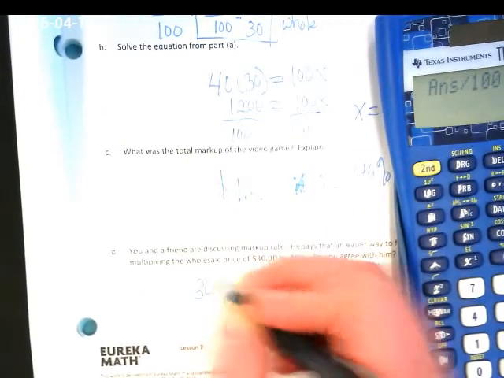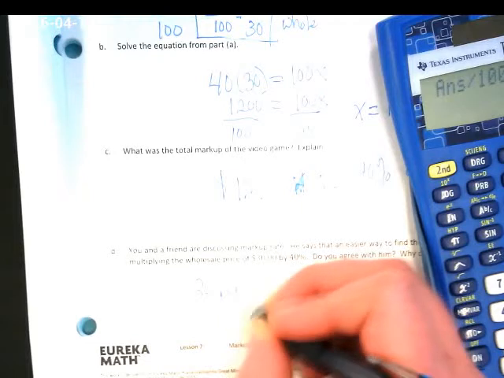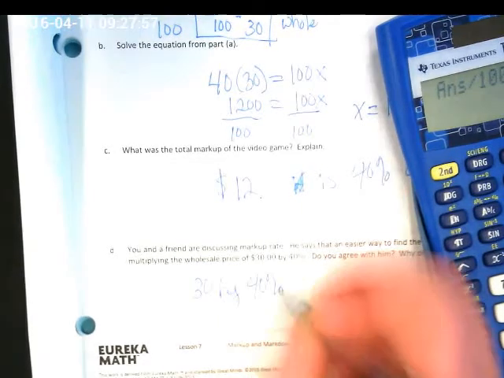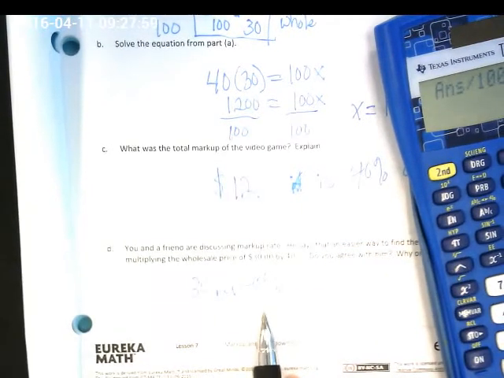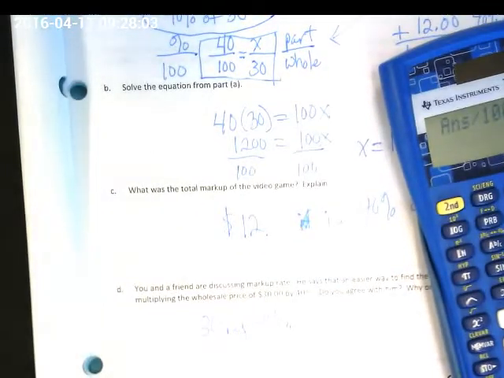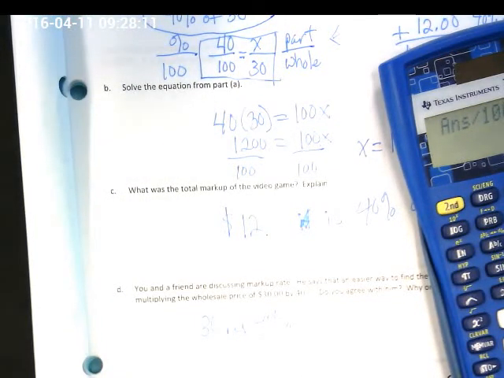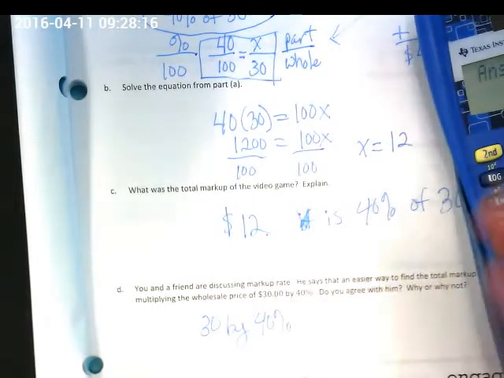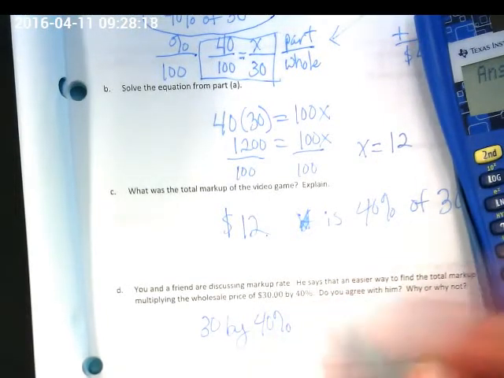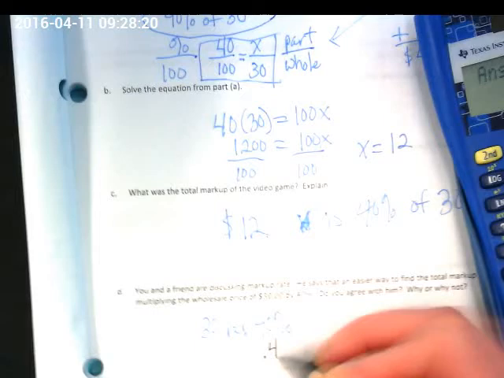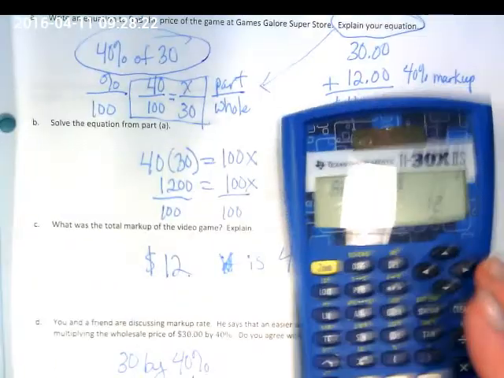If I'm going to multiply $30 by 40%, let's get back to what we already know. We know that fractions and decimals are related. What is the decimal for 40%? We would write this as 0.4. How can we check that in our calculator?